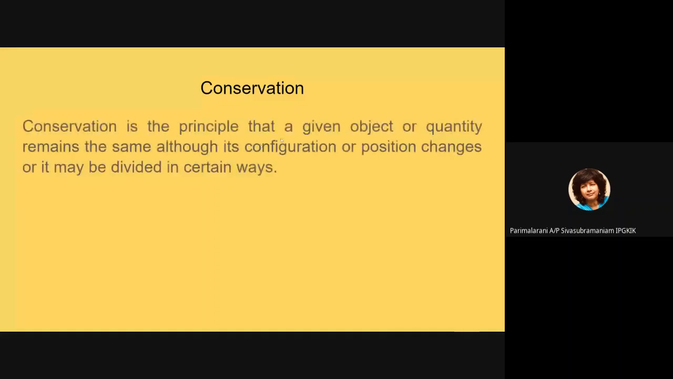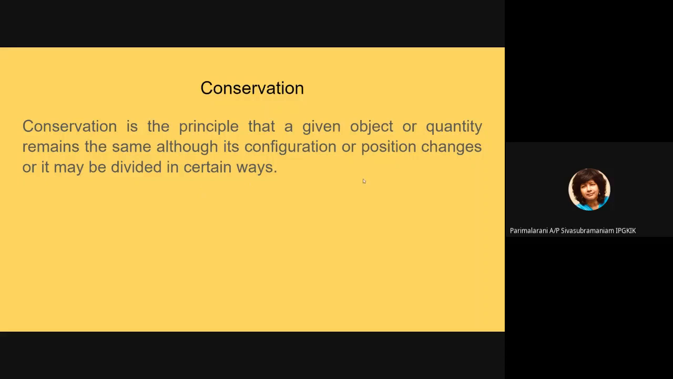So we've finished 3. We've seen one-to-one correspondence, comparing, and subitizing or group recognition. Now is conservation. Conservation is the principle that a given object or quantity remains the same, although its configuration or position changes, or it may be divided in certain ways.